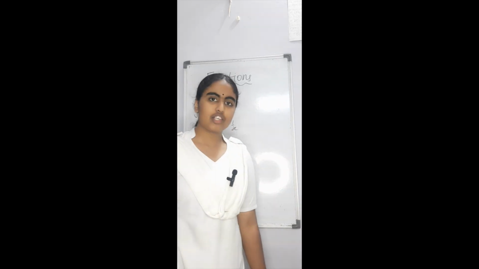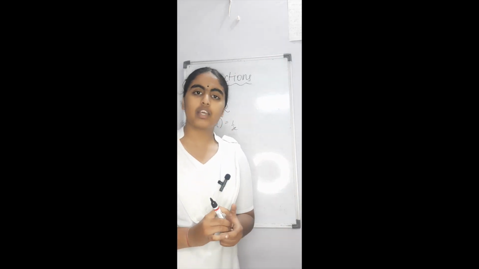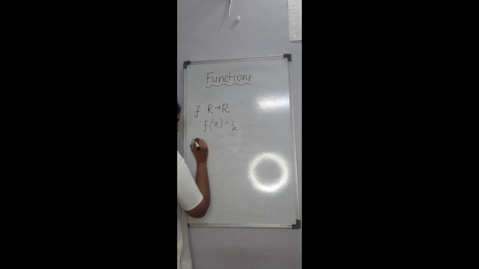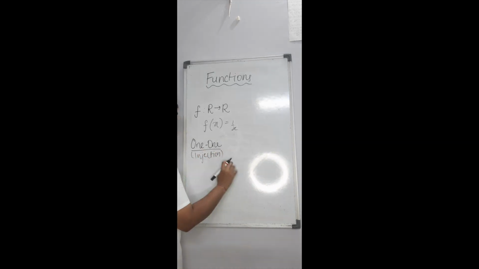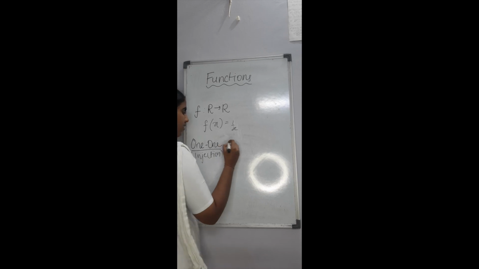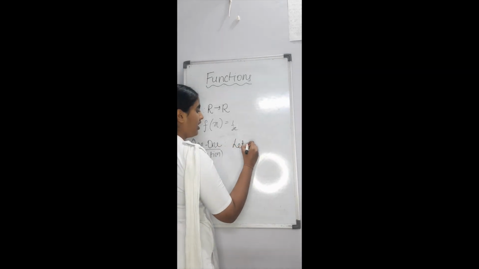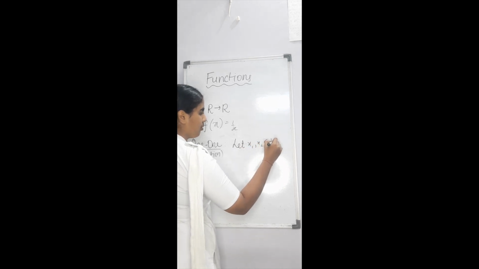As we did in relations, we need to do the same thing that we did in functions. First, we will write what we are proving. Either we write 1-1 or we write injective. So, we have to write it. Then, our first most important statement would be: let x1, x2 belong to R.